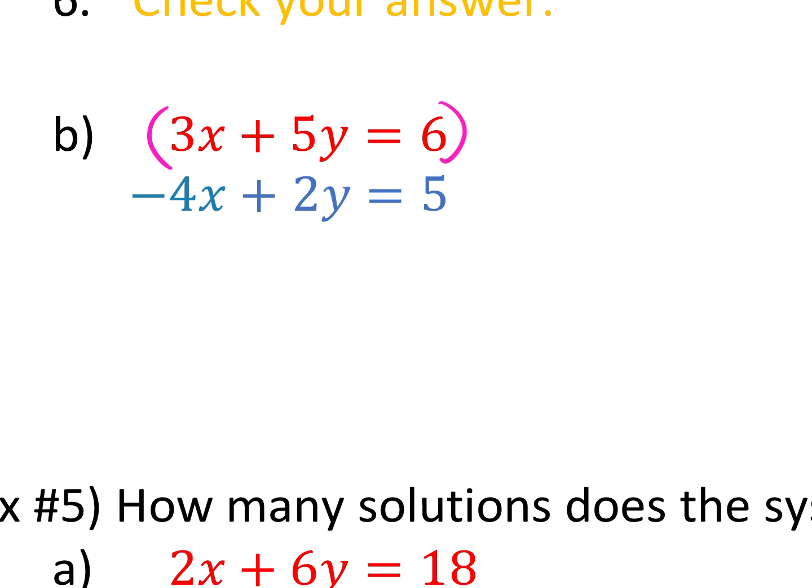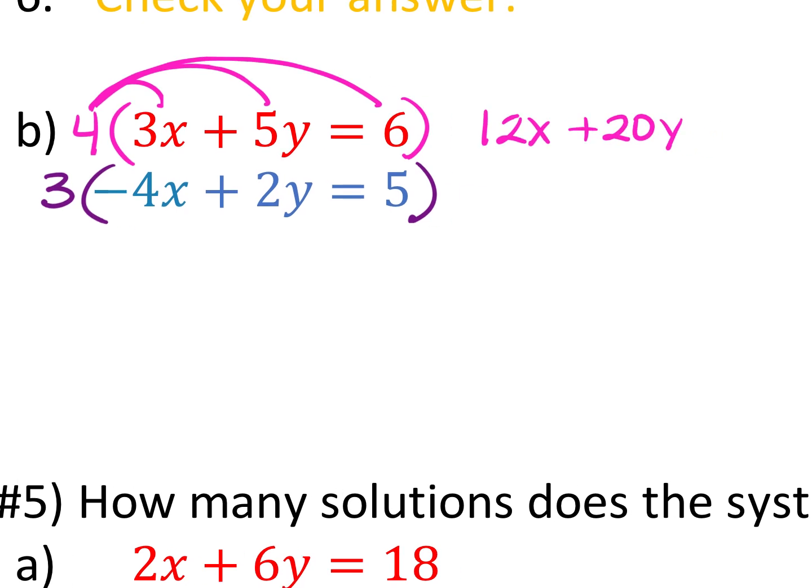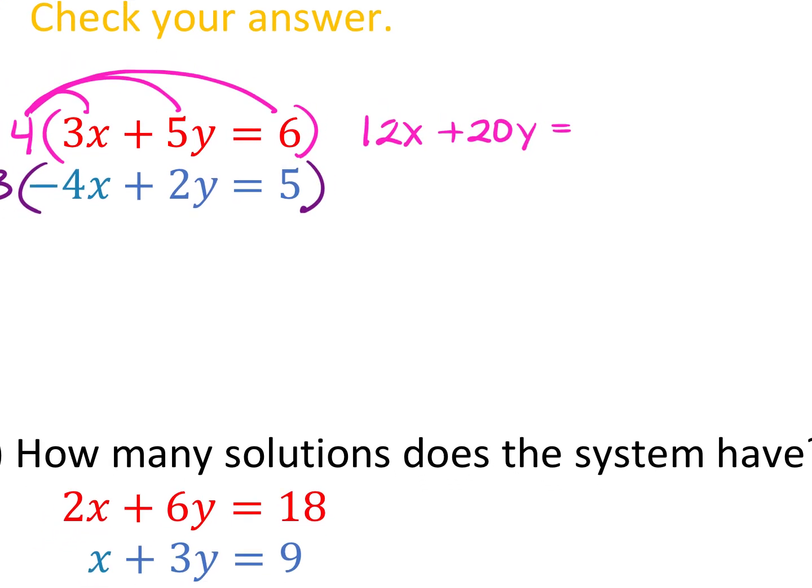What would you multiply the top equation by? 4. Okay, that'll get you a 12x. So then we want a negative 12x on bottom. What are we going to multiply the bottom by? 3. Okay, let's do that. Distribute the 4 to everything, and you get 12x, and you get 20y equal to what? 4 times 6, 24. Yep. Okay, so that's the top one.